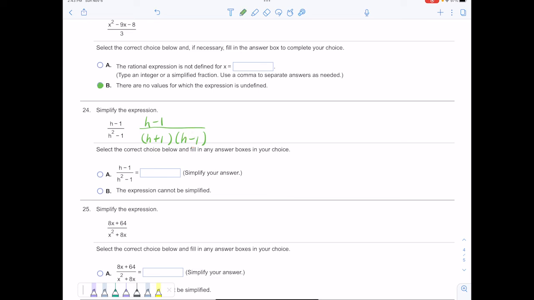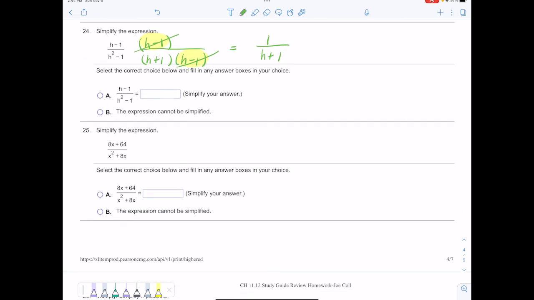And now I need to look at the fraction and determine if there's any common factors or expressions, and there is. I have an h minus 1 and an h minus 1. If you divide both of those expressions, h minus 1 divided by h minus 1, it would give us 1. They're just going to cancel out. So in the numerator, all I have left is 1, and in the denominator, I have an h plus 1. So this would simplify to 1 over h plus 1.